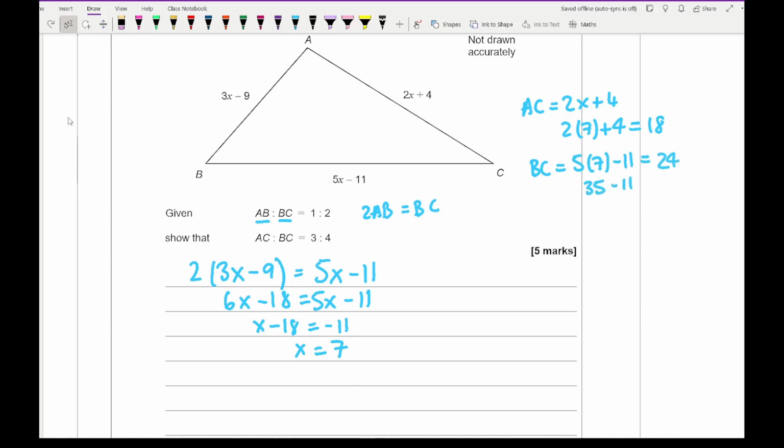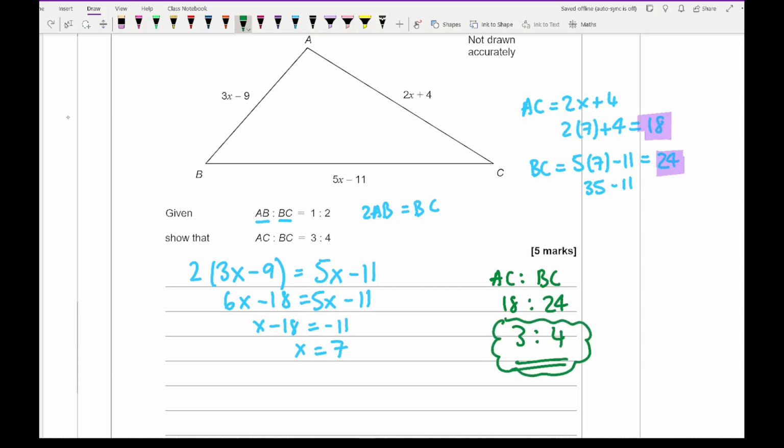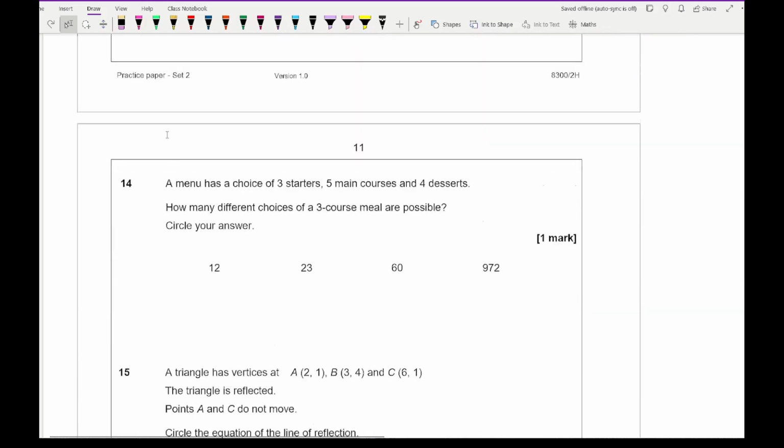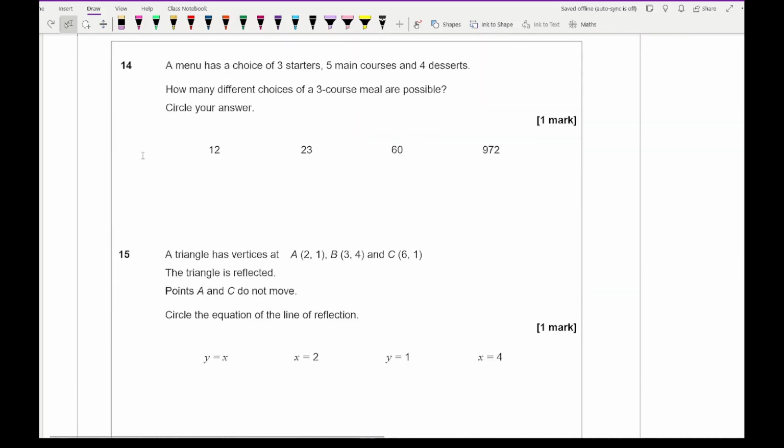And then writing these two numbers as a ratio, AC to BC is 18 to 24, which simplifies to give me 3 to 4, and there is my final answer. Then moving on to question 14, it says a menu has a choice of 3 starters, 5 mains and 4 desserts. How many different choices are there for a 3-course meal option? So it's going to be 3 times 5 times 4, which gives me an answer of 60.